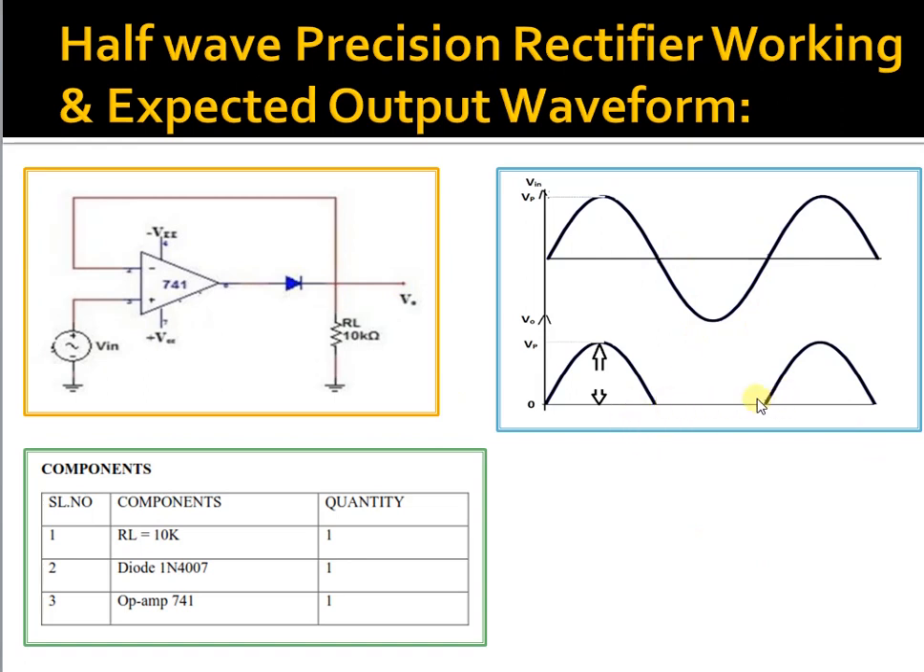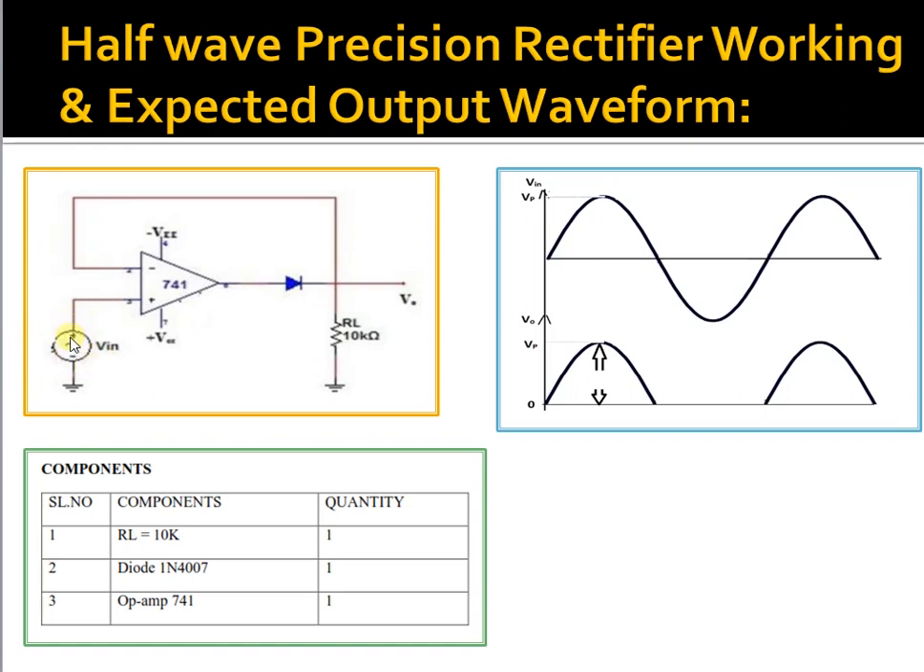to 0. Now when we are trying to simulate this particular circuit using Multisim, we require the following components which I have dotted down here. We require an op-amp, and the type of the op-amp that I am going to use is a 741 op-amp. I require a diode and I am going to use a 1N4007 diode, and I require a load resistance RL of 10 kilo ohms, and I require an input voltage AC source.